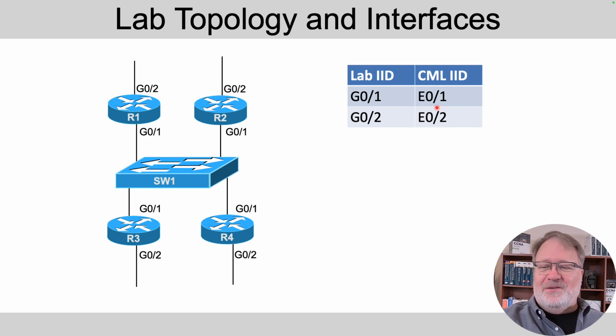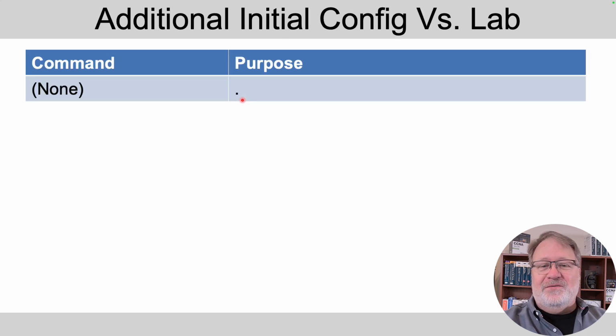Gig0/1 becomes E0/1, Gig0/2 becomes E0/2, and just to show you visually, I'll cross out the G's and put in an E. So it's a very simple correlation in this case. Also, sometimes we need additional config in the CML file. There's no additional config versus the lab, so it's a nice clean lab and easy to correlate.